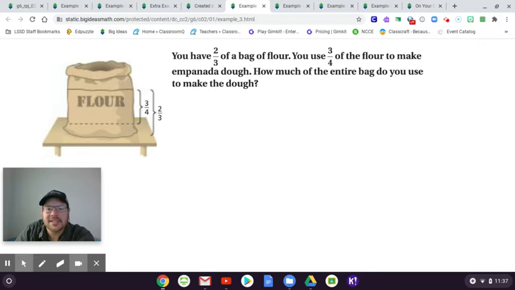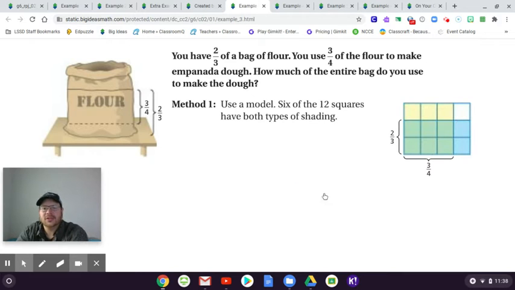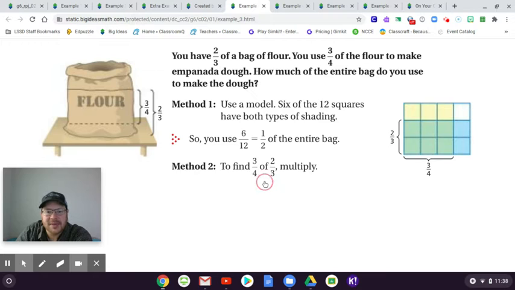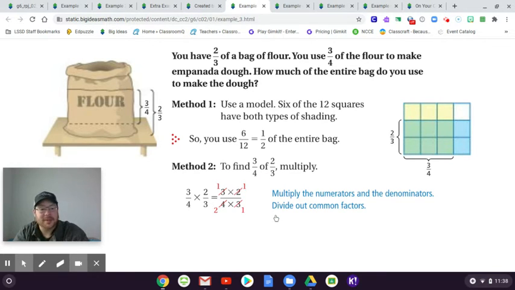Okay, let's see how you did. So what you're doing is 2/3 of 3/4, or 2/3 times 3/4. You could do this with a picture model, an area model. We're going to jump to the second method here, which is just straight up multiplying. Multiplying like so. So it's 3/4 times 2/3.